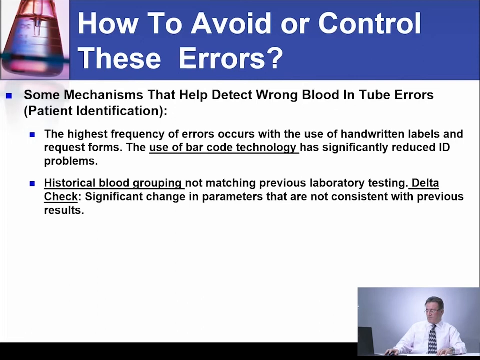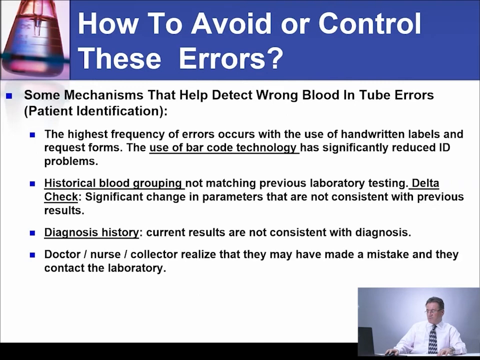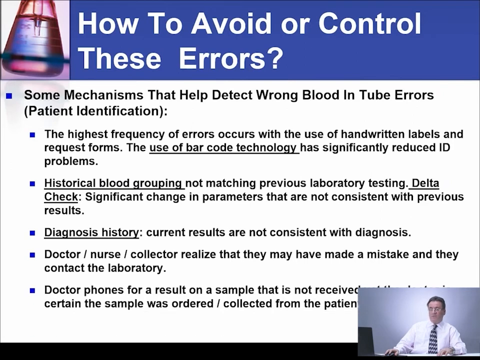Historical blood grouping, for example, not matching previous laboratory testing. Delta check: a significant change in parameters that is inconsistent with the previous result. If you don't know what a delta check is, you need to look into it and try to implement it in your own laboratory. Diagnosis history: current results are not consistent with the diagnosis. Doctors or nurse collectors realize that they may have made a mistake and they contact the laboratory. That's how some of the errors are discovered.